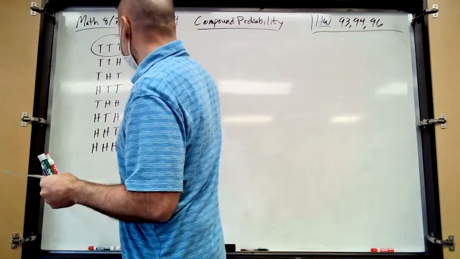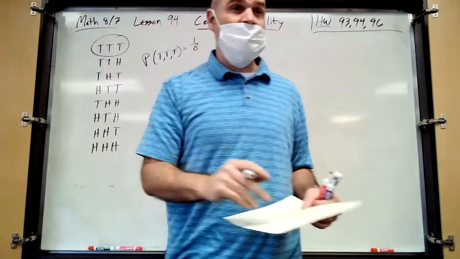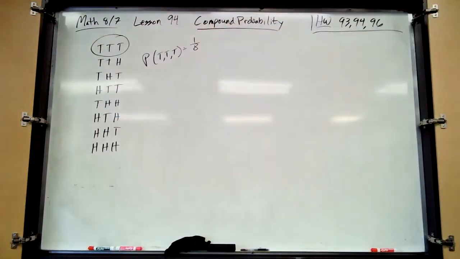1, 2, 3, 4, 5, 6, 7, 8. So the probability of 3 tails in a row is 1 out of 8 total. So the probability gets lower and lower the more times you flip that coin. Any guesses on what flipping a tails 4 times in a row is? 1/16. Your sample space doubles every time. What about 5 times? That would be 1 out of 32. 1/32 is your probability. Okay?